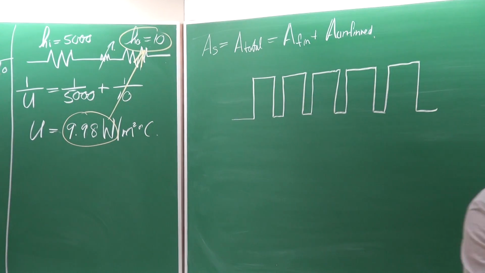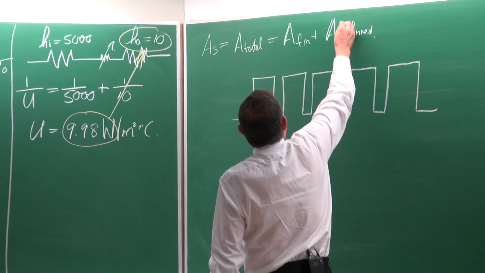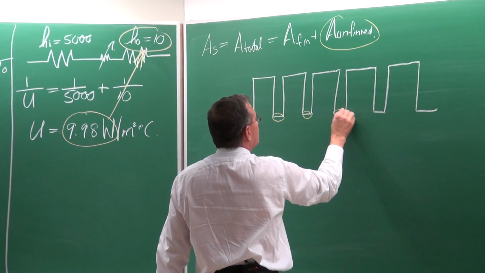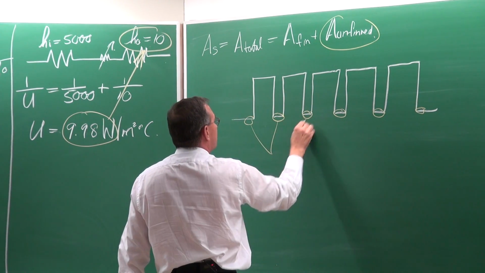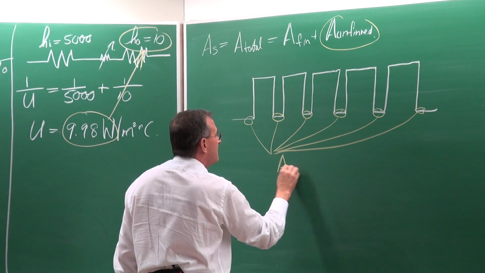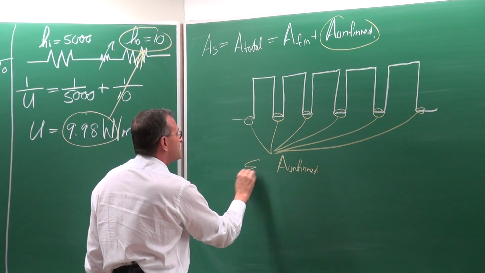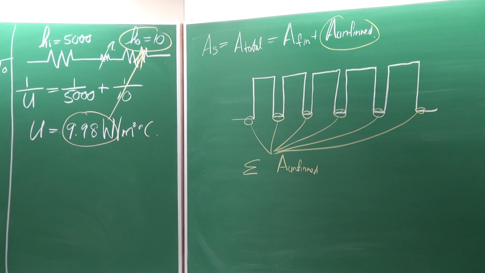Let me use 2 different colors. Pink. Okay. So the unfinned area would be equal to that area plus that area plus that area plus that area, all those areas. So that would be the area unfinned. And you need to sum them, of course. You have to add them together.